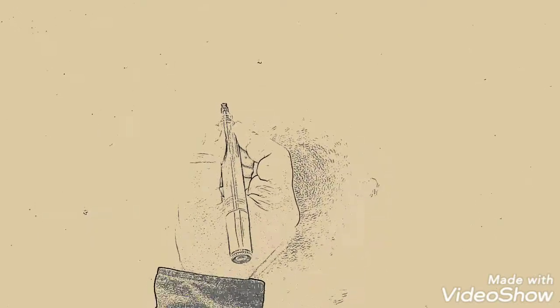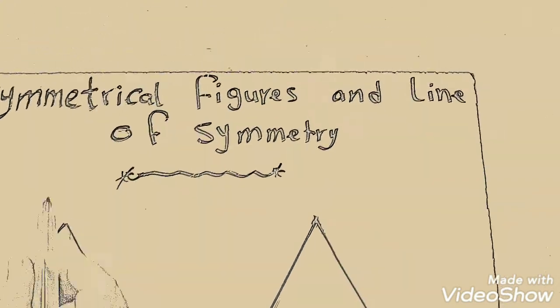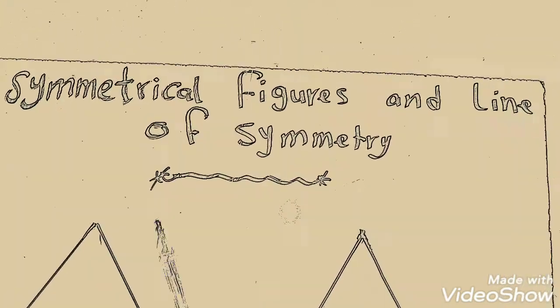We will make a revision about uncovered part in Prime 4. Our lesson today is about symmetrical figure and line of symmetry. Symmetrical figure and the line of symmetry.